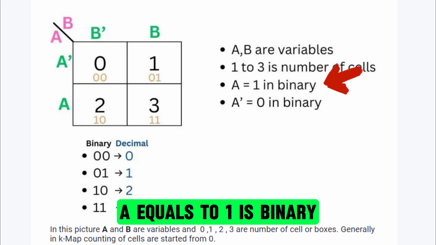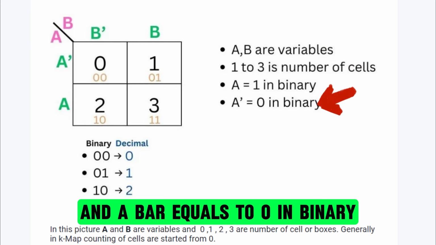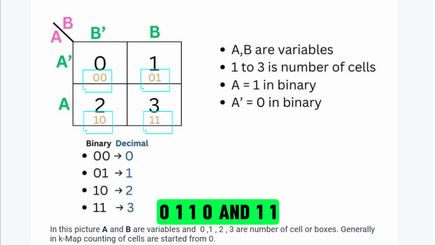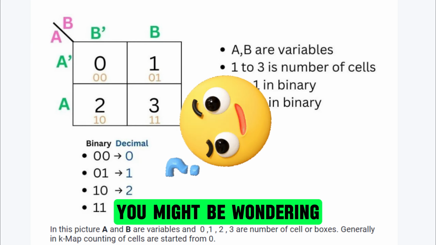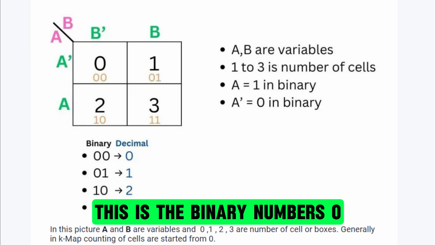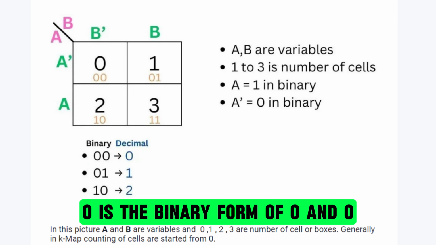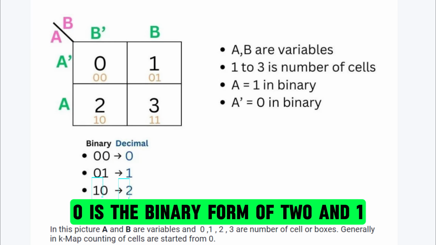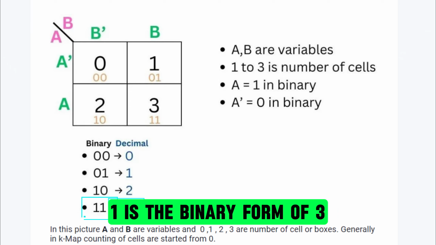A equals 1 in binary, and A bar equals 0 in binary. You will see in this picture 00, 01, 10, and 11. You might be wondering what this is. So don't worry, these are binary numbers. 00 is the binary form of 0, and 01 is the binary form of 1, and 10 is the binary form of 2, and 11 is the binary form of 3.